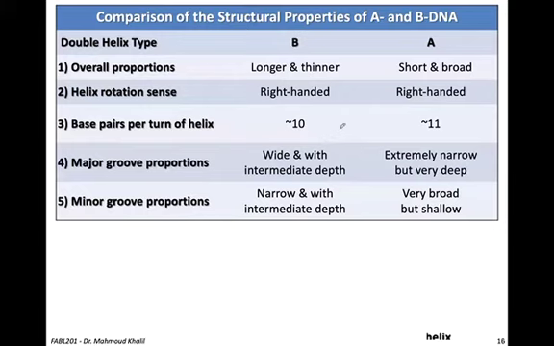As a comparison between B form and A form, you can see that the overall proportion is different. Both of them are right-handed. It's around 10 base pairs per turn versus 11 base pairs per turn. Then there is a difference in the major groove and the minor groove. The major groove in the B form is wide, but in the A form it is extremely narrow and very deep. And it's vice versa concerning the minor groove. You can see that it is very broad and shallow in the A form, not in the B form.